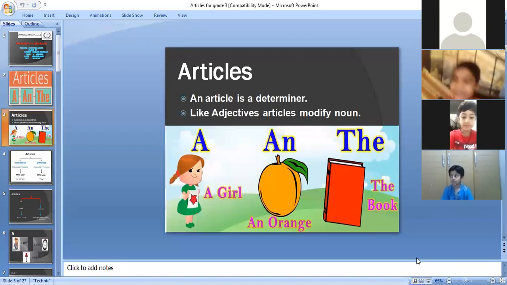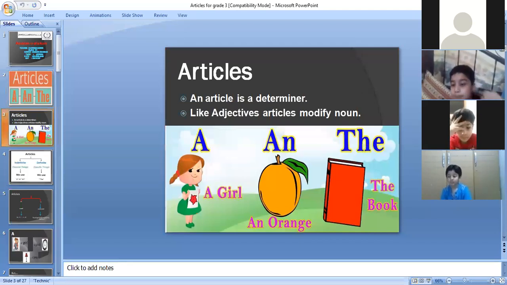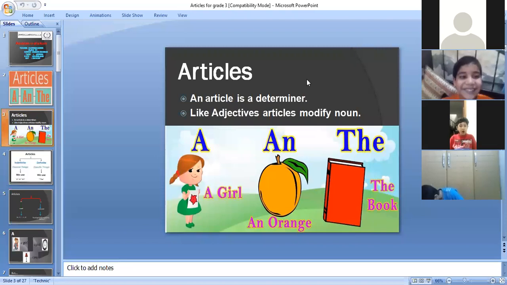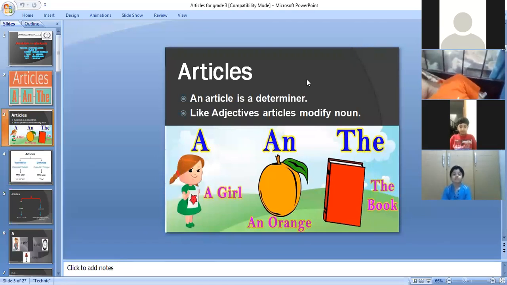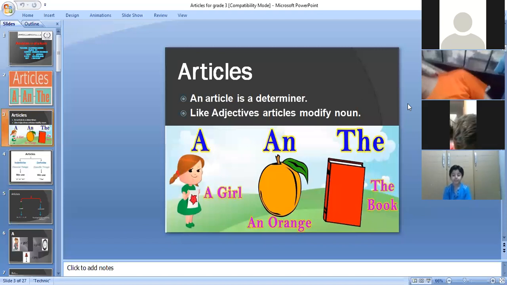An article is a determiner. So I'm going to tell you the definition of articles. Dear children, what is a determiner? A determiner is a word that introduces a noun and it is used before a noun, just like adjectives. An adjective tells more about a noun. Similarly, articles tell more about a noun.